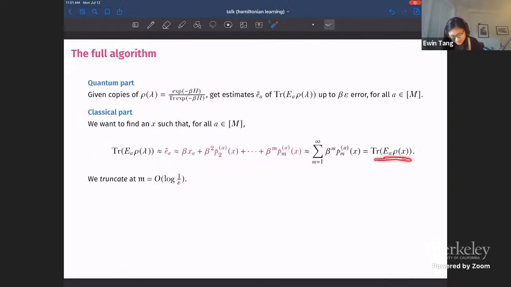basically the marginals match, except instead of the marginals, we write the marginals as a power series, and we truncate the power series to this frac m, which is something like log 1 over epsilon. So we truncate this, and now we just have a polynomial, and we just want to find some x such that this polynomial is close to the estimates that we found from the quantum part. And through this series of approximations, this shows that the marginals corresponding to the coefficients lambda match the marginals corresponding to the coefficients of x.